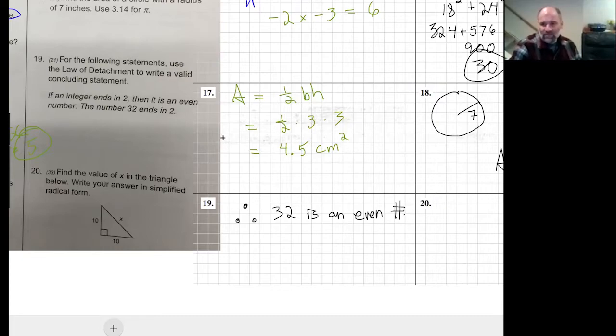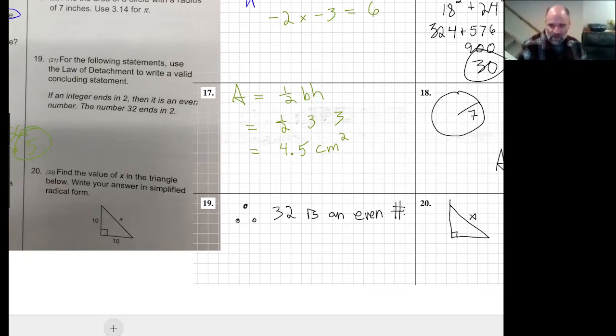Number 19. All right, number 20, find the value of x in the triangle below, write your answer in simplified radical form. Okay, same thing with Pythagorean theorem. So first step, write it out. A squared plus b squared equals c squared. So this time we're given a and b. We're trying to find x. So 10 squared plus 10 squared equals x squared. So 100 plus 100 is 200 equals x squared.